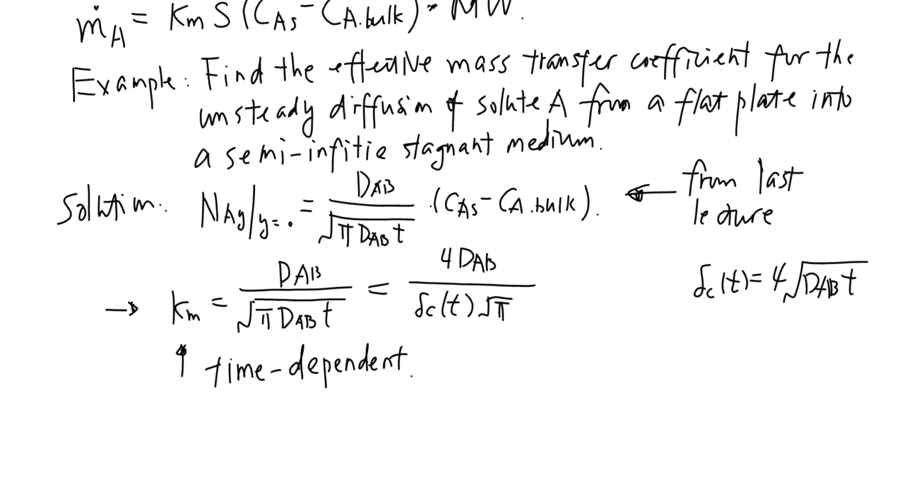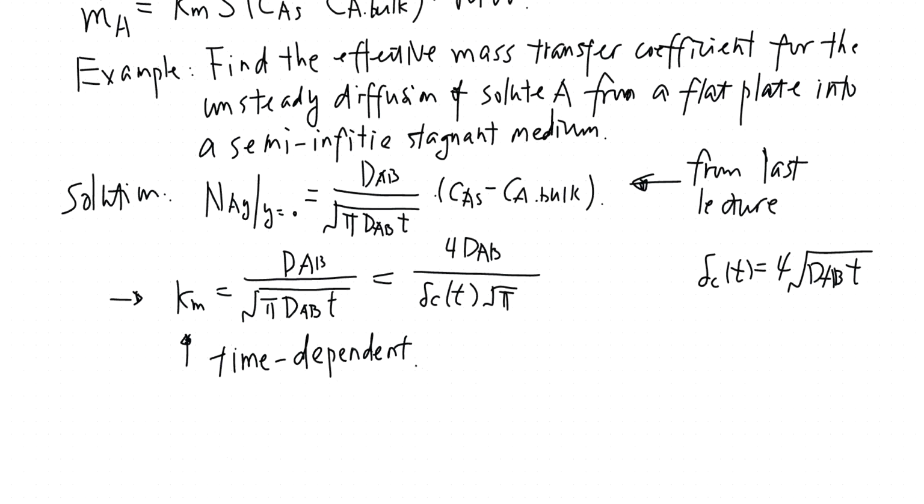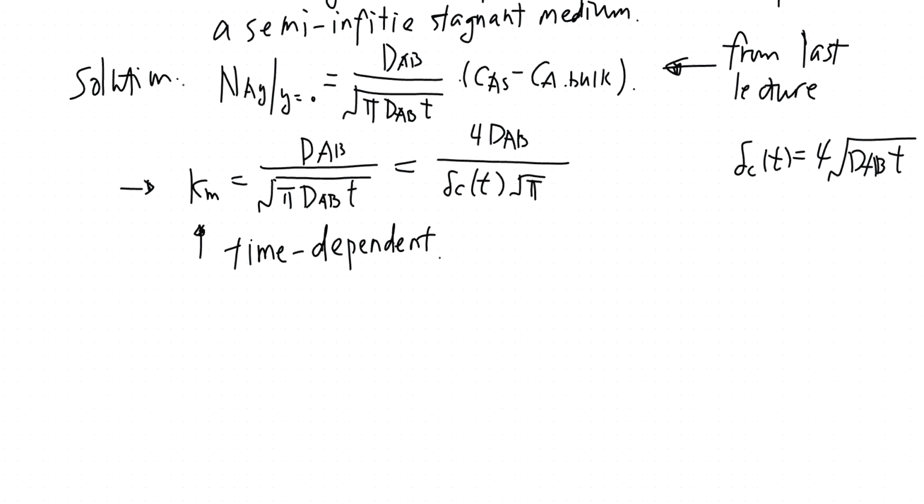Okay. Now it leads us to a new, unrelated topic called film theory. The core idea of film theory is to simplify the diffusion-convection problem by assuming the existence of a hypothetical stagnant film adjacent to the surface.